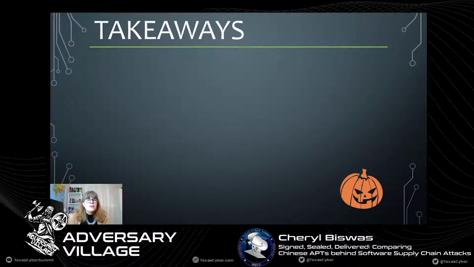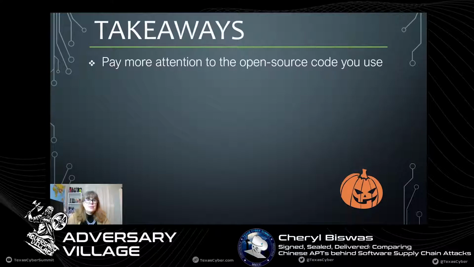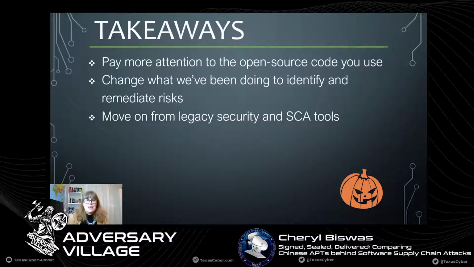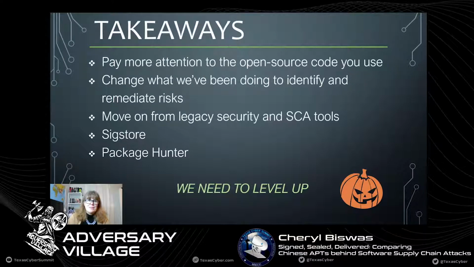So here are some takeaways. We need to be paying more attention to the open source code that we use. It's time to change what we've been doing to identify and remediate risks because we're missing things. Those legacy security tools in use aren't really securing us. I'm going to share a new product called Sigstore with you, and also something known as Package Hunter, because we need to level up.